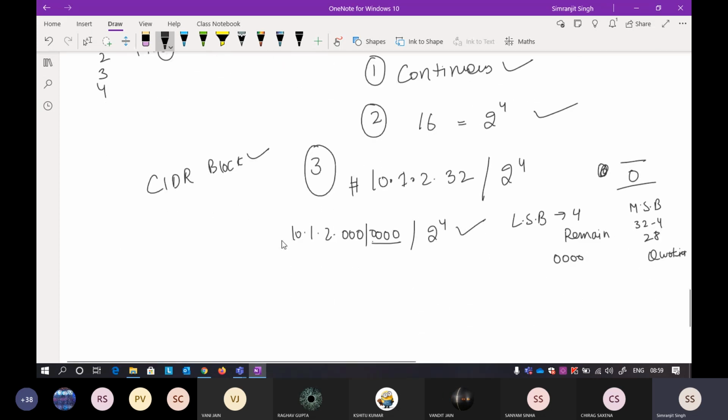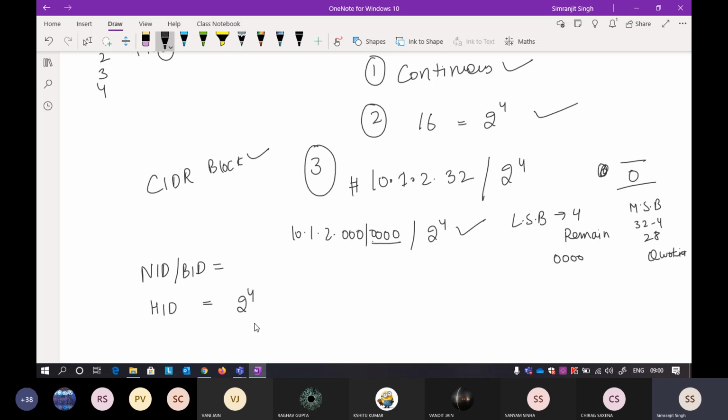Another thing is that we do not know the network ID part, and we do not know the host ID part. So what is the network ID part in this particular CIDR block, and how many bits are the host ID part? The host ID part, just let me confirm it. It is very confusing. So this particular thing you have to remember, whatever the block size is. What is the block size here? It is 2 raised to power 4.